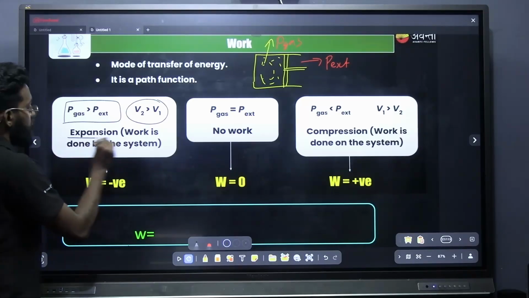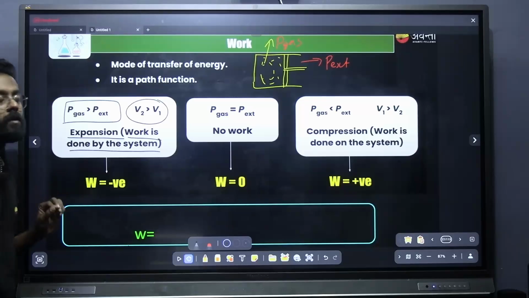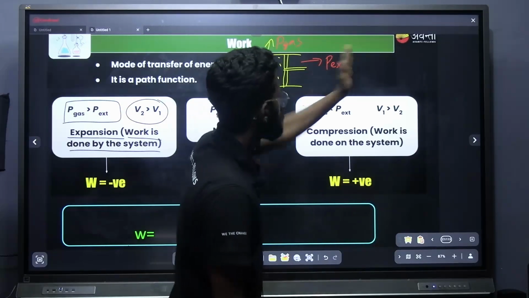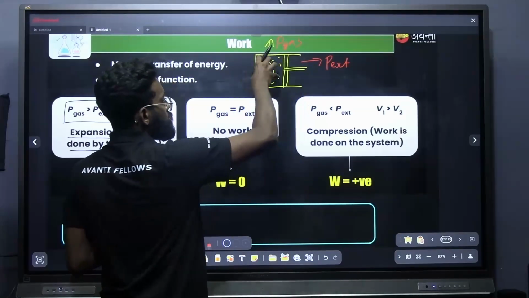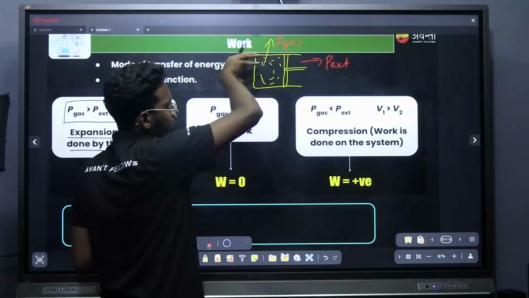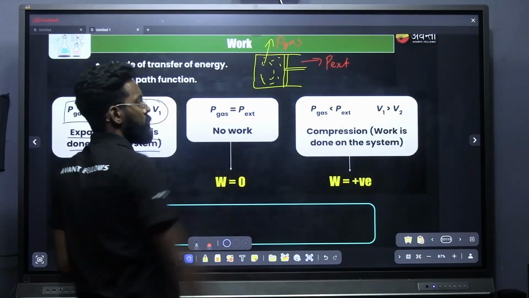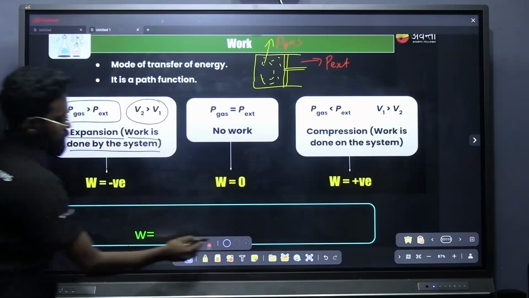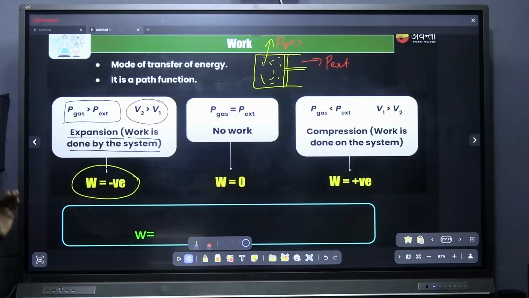Whenever there is an expansion, we can say the work is done by the system. That is, in the expansion, this piston will be moved out, which means the gas inside the system is doing some work. Which means I can say the work is done by the system. And note down, whenever there is work done by the system, at that time the value of W will be negative.